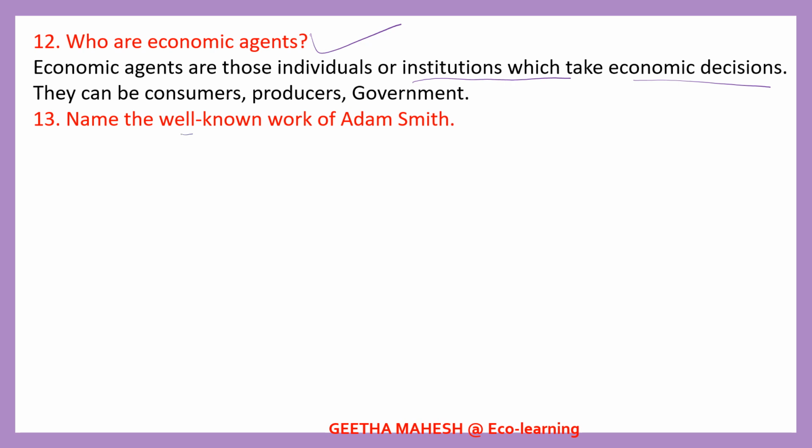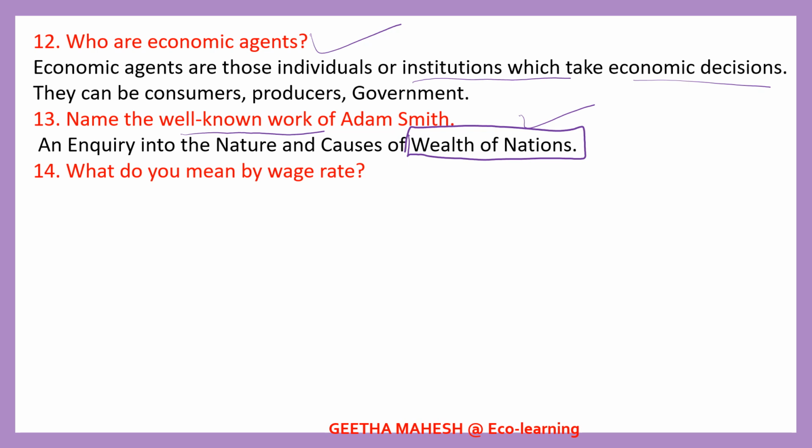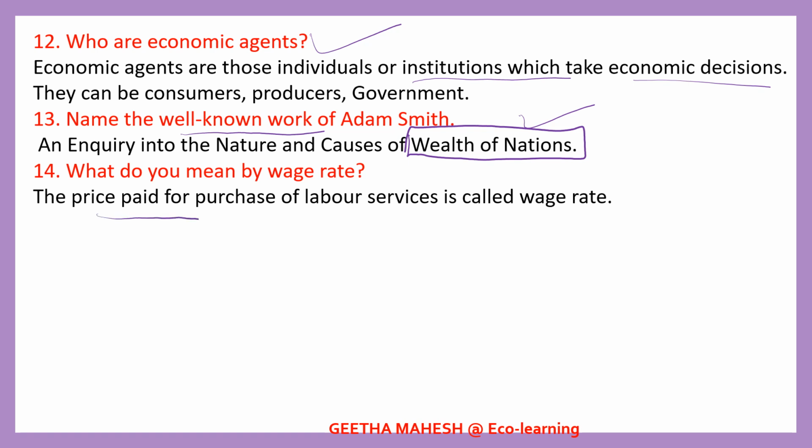Okay, the well-known work of Adam Smith antadre the textbook what he has given. Okay, that is an enquiry into the nature and causes of wealth of nation. You can write even a famous name given to this textbook, the wealth of nations. Okay, what do you mean by wage rate? Wage rate andre eno? So it is a price paid for purchase of labor service na navenanta helthivi, wage rate anta helthivi. Expand CPI. CPI expansion consumer price index number.